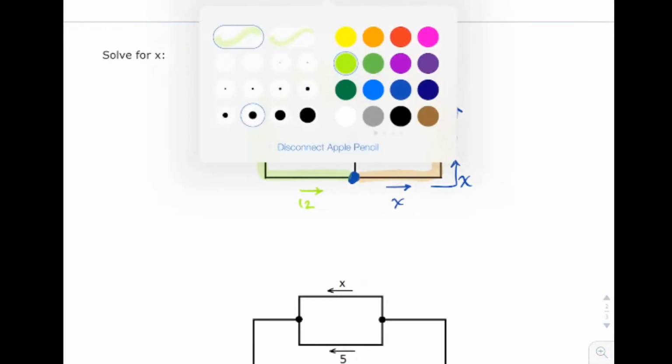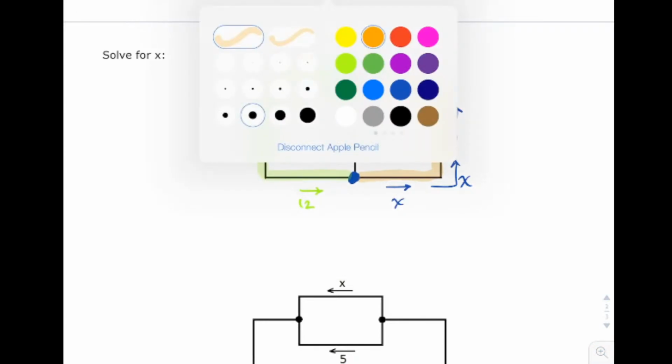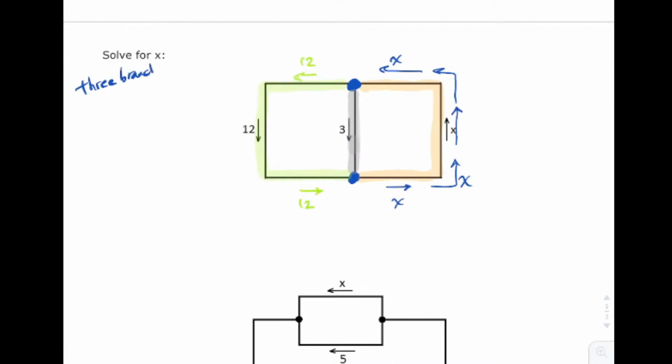And then we've got this branch here. Ooh, different color, please. Let's see, what can we do? We can do sort of gray, I guess. This is a third branch. And so we've got 3 amps, or whatever these are, going down the middle branch. So we have 3 branches. That's worth writing down. 3 branches. 12 in the left branch, 3 in the middle branch, X in the right branch.